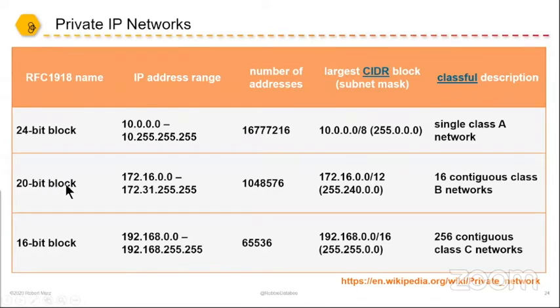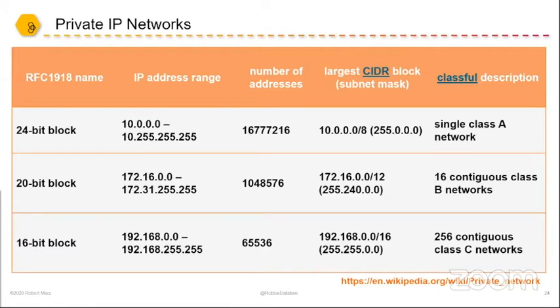Then there is a 20-bit block that has over 1 million addresses divided into 16 small networks, and these addresses start with 172. And there is a big 24-bit block with 60 million addresses, in a single network ranging from 10, the 10 network at least. So all IP addresses starting with 10 are never routed to the internet. And if you remember what I just entered inside the wizard when we created the virtual network in my cloud account, this address started with a 10 as well.